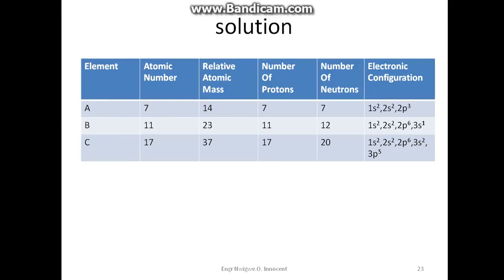The element C with an atomic number 17, relative atomic mass 37, the number of protons is 17 and the number of neutrons is 20. The electronic configuration is 1s2, 2s2, 2p6, 3s2, 3p5.